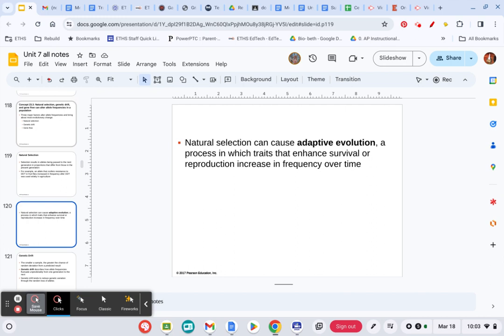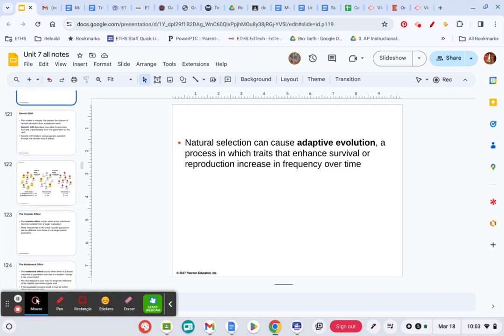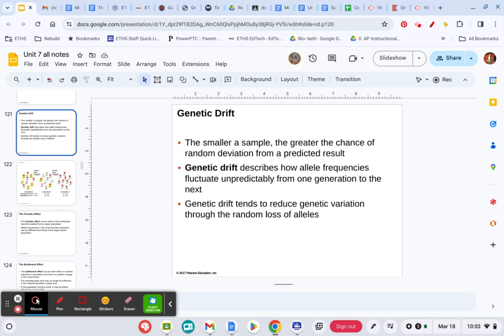So if you're only living a short period of time, you're not going to have as much reproductive success. You're not going to leave behind as many offspring. And so that can change what the population looks like over multiple generations. So that's one way we can change a population.